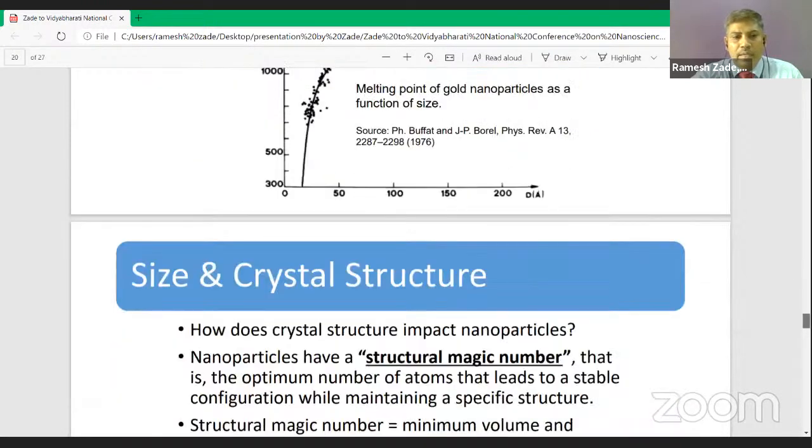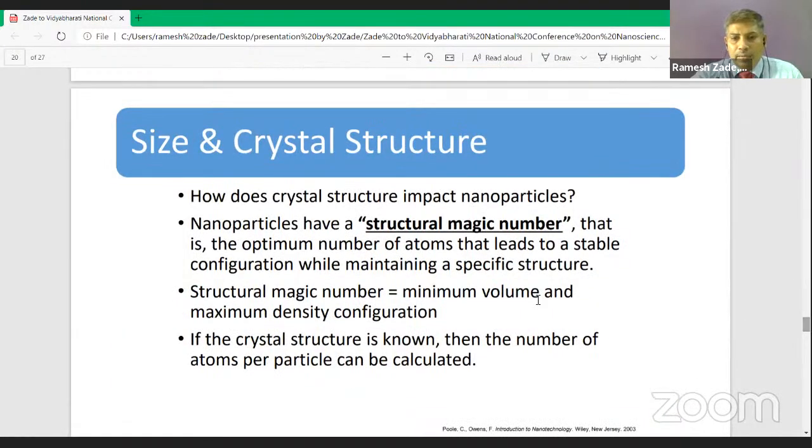We already have done that. Then I want to say a few words about this structural magic number. I already mentioned pseudo atoms, which is a nanoparticle. It is known as a pseudo atom because it is an aggregate of a few atoms. Now, how many atoms should be there?